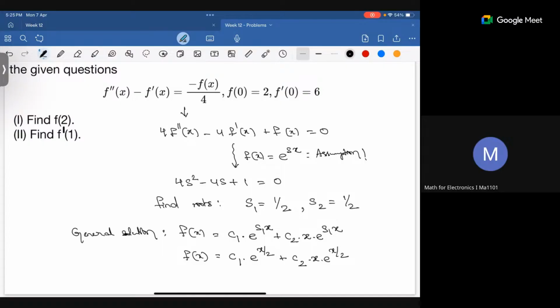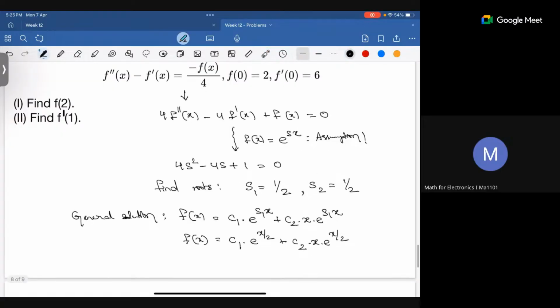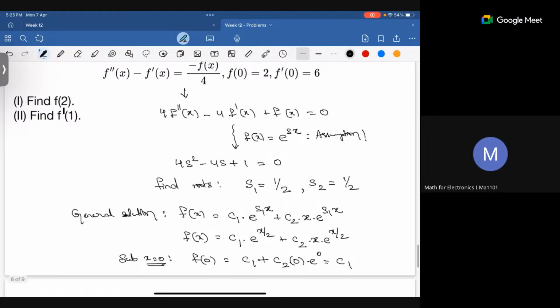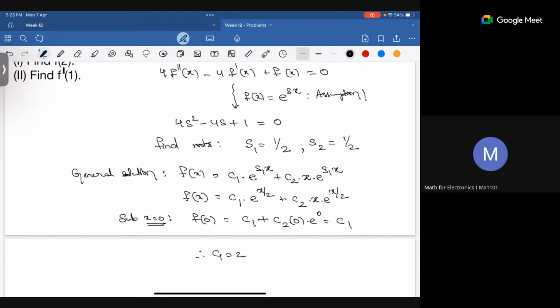How do I find c1 and c2? I will use this information. F of 0 is 2. First I will use that. I will substitute x equals 0. I will have f of 0 equals c1 e power 0, which is 1, plus c2 into 0 into e power 0, right? So everything will become 0. You will have the right hand side become c1. The left hand side is f of 0. F of 0 is 2. Therefore, c1 is 2.